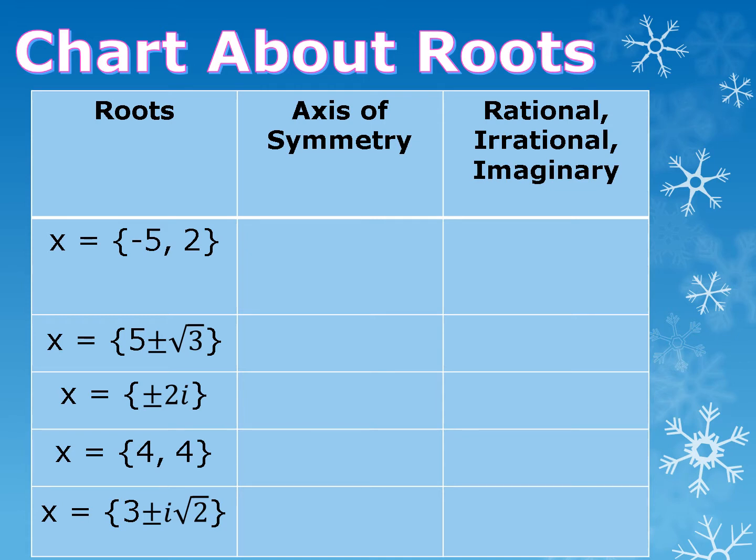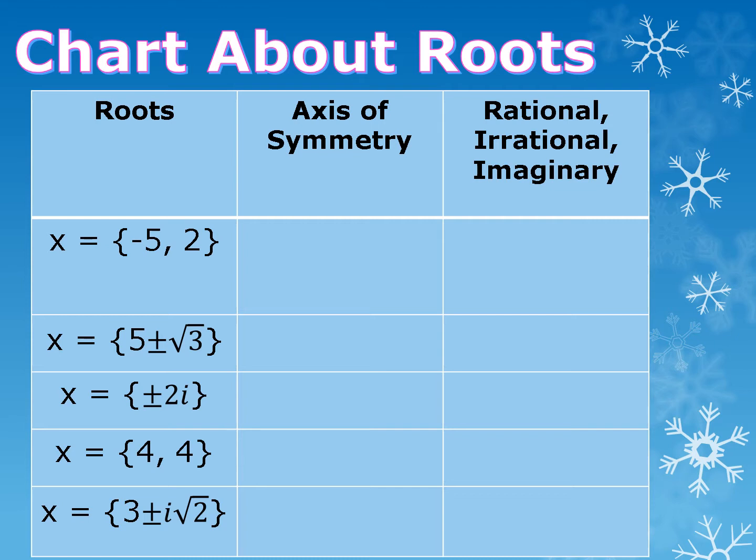Let's look at this chart about roots. So they give us the two roots. They ask us for the axis of symmetry. And then they want to know, are those roots rational, irrational, or imaginary? So here's one thing. I know that roots are the same as x-intercepts. Roots are the same as x-intercepts.